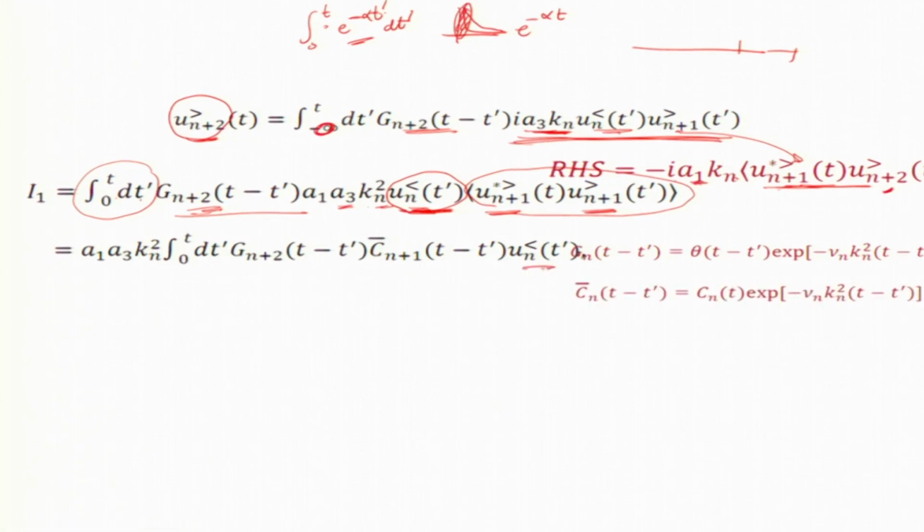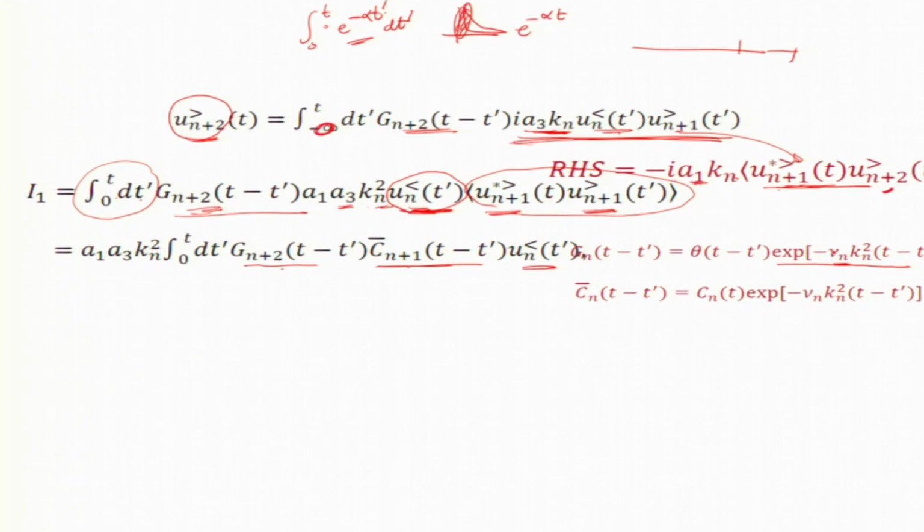So this guy will come out. Now I am left with these two functions, Green's function and correlation function. Now I need to do the integral, otherwise I can't get a number. And these are some funny functions, right? I don't know what they are. Well, hopefully we can simplify it, but I don't know what the function is. So we make another approximation that this Green's function is exponential minus nu kn squared (t minus t prime).